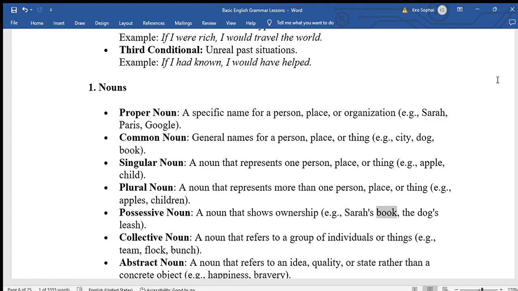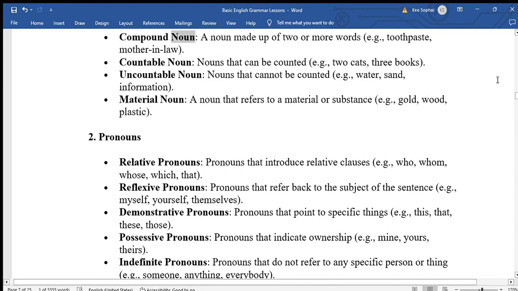Possessive noun, a noun that shows ownership. Example, Sarah's book, the dog's leash. Collective noun, a noun that refers to a group of individuals or things. Example, team, flock, bunch. Abstract noun, a noun that refers to an idea, quality, or state rather than a concrete object. Example, happiness, bravery. Compound noun, a noun made up of 2 or more words. Example, toothpaste, mother-in-law. Countable noun, nouns that can be counted. Example, 2 cats, 3 books.